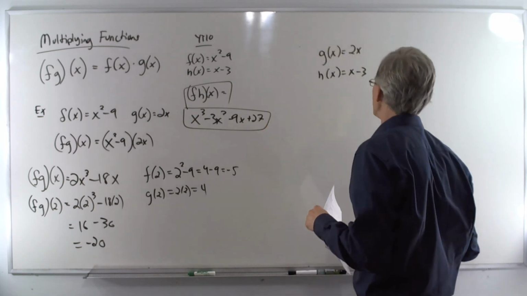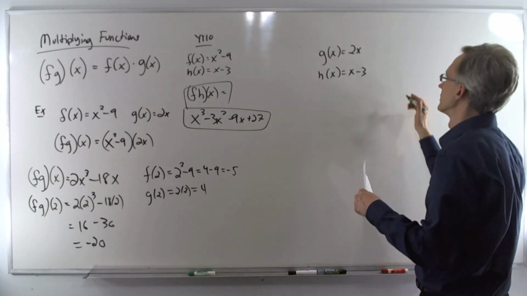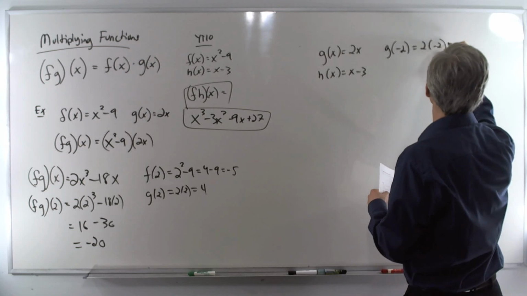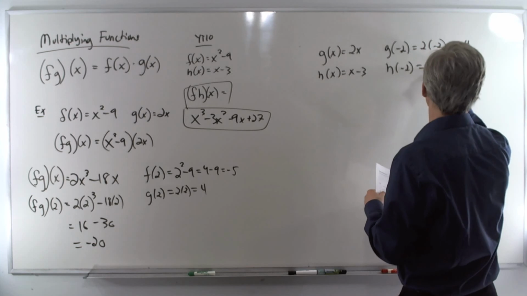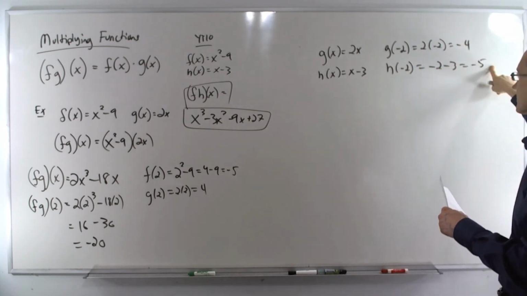All right, so there's our two functions. Now let's go ahead and plug in -2 into each of these individually. g of -2 equals 2 times -2, which equals -4. And h of -2 equals -2 minus 3, which equals -5. Multiply these together, we should get positive 20.